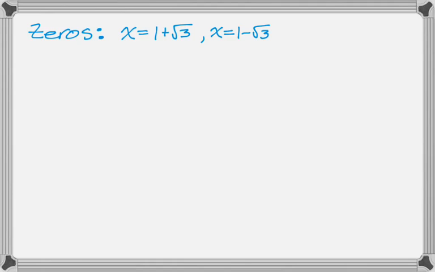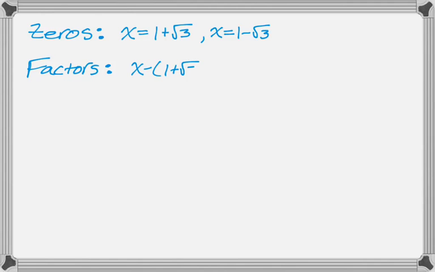Let's try another one. This one's a little different. The zeros are going to be x equals 1 plus radical 3 and x equals 1 minus radical 3. Now, it's a property that if x equals a plus radical b is a zero of a polynomial, then x equals a minus radical b will also be a zero. Sometimes a question will be a little tricky where they'll only give you one of these two, and you have to know that the other one is also going to be a zero. But it's the same process. I'm going to find the factors.